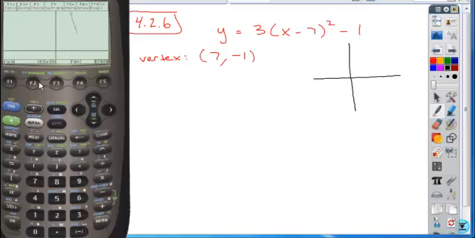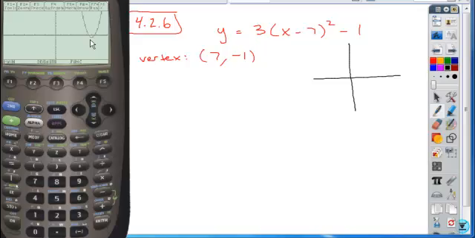Oops, let me change my graphing window here. All right, so when you look at this graph, it should confirm that 7, -1 is our vertex, and that's accurate. It looks consistent with this.